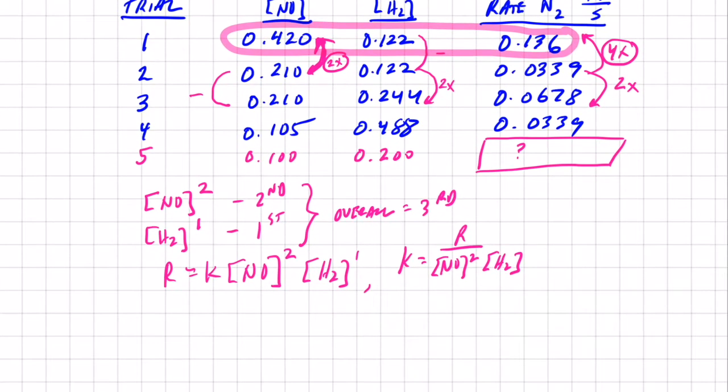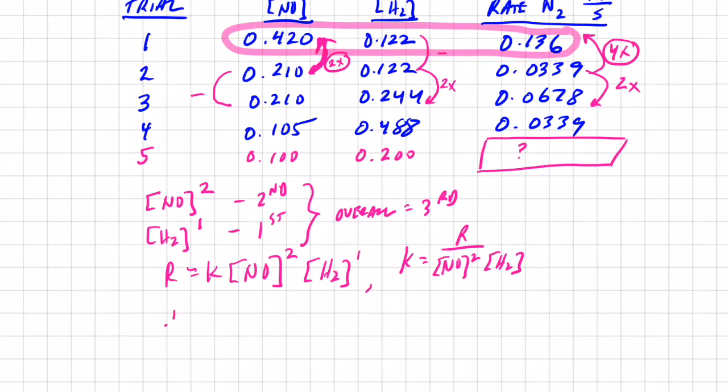So the rate during the first experiment is 0.136 molarity units per second. The NO concentration is 0.420 molarity units, but we're going to square that, kiddos, because it's second order. And the H2 is 0.122 molarity units. So it looks like molarity units cancel out on one of those. We have 1 over second molarity units squared as our unit. And let's do the math.